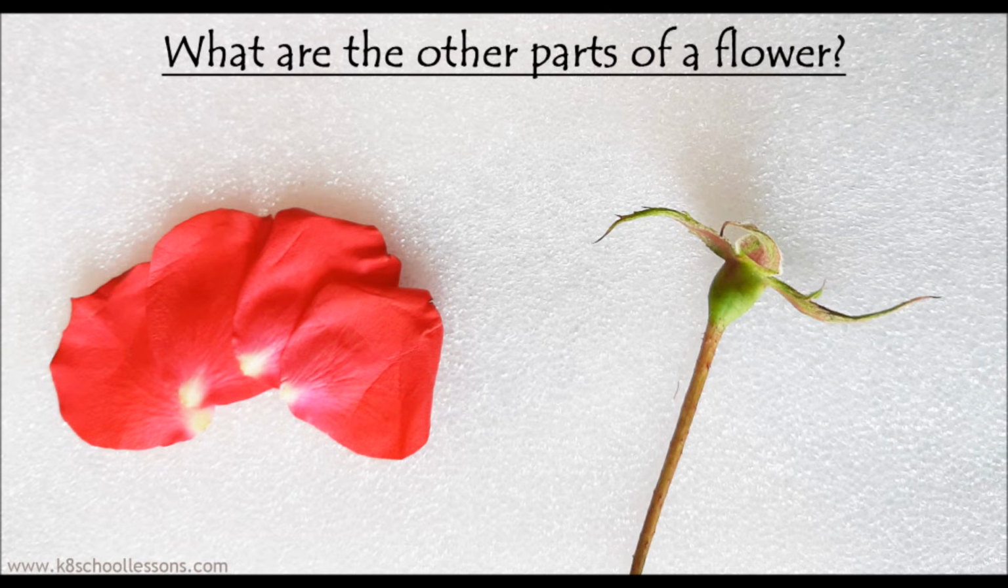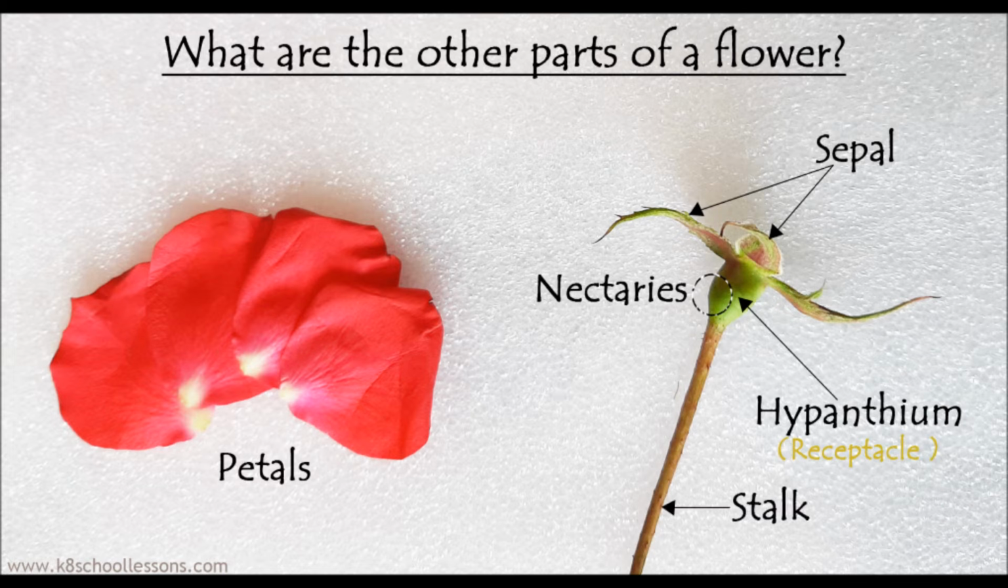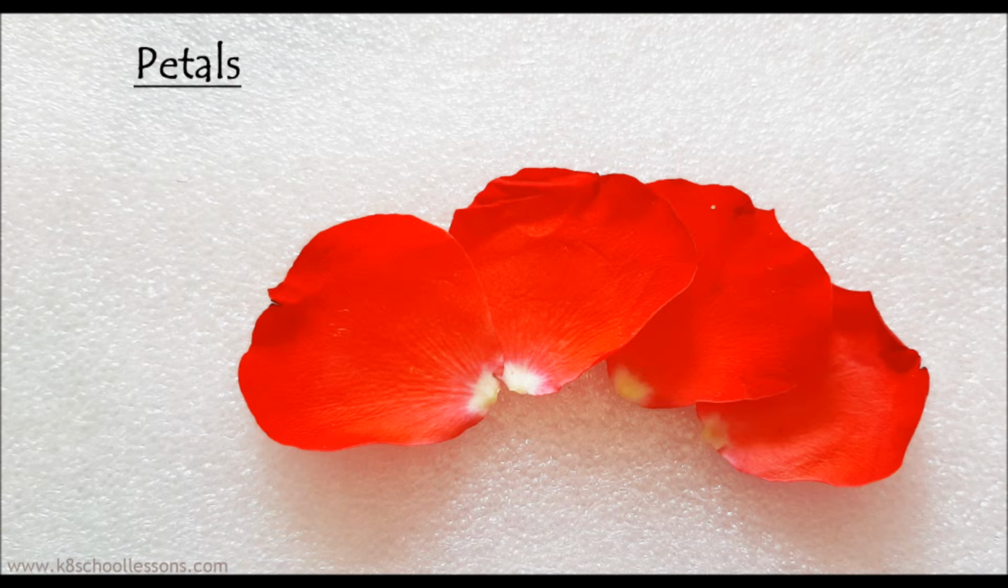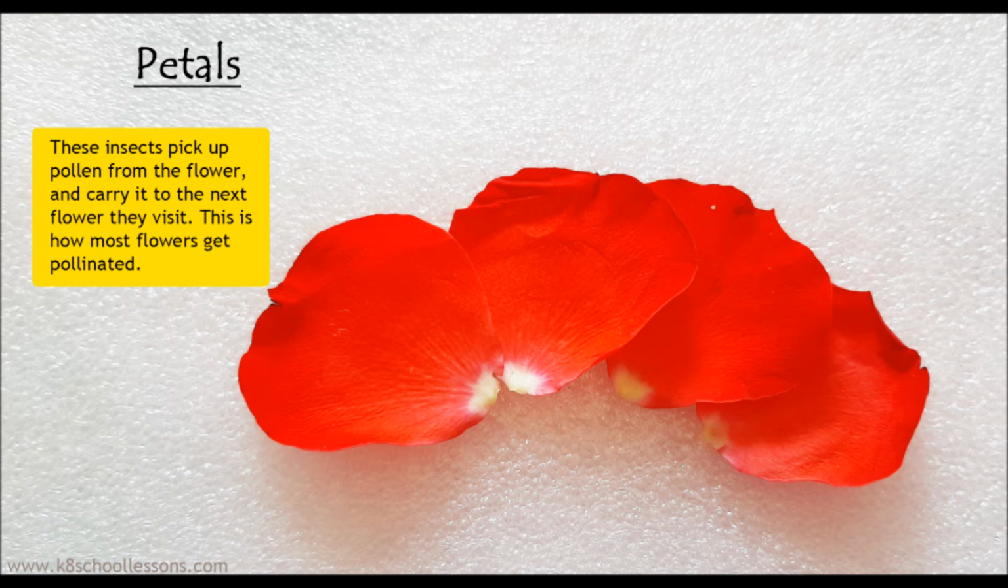What are the other parts of the flower? Petals, sepal, nectaries, hypanthium or receptacle, stalk. Petals. Petals are often very brightly colored. Their main job is to attract insects such as bees or butterflies to the flower. These insects pick up pollen from the flower and carry it to the next flower they visit. This is how most flowers get pollinated.